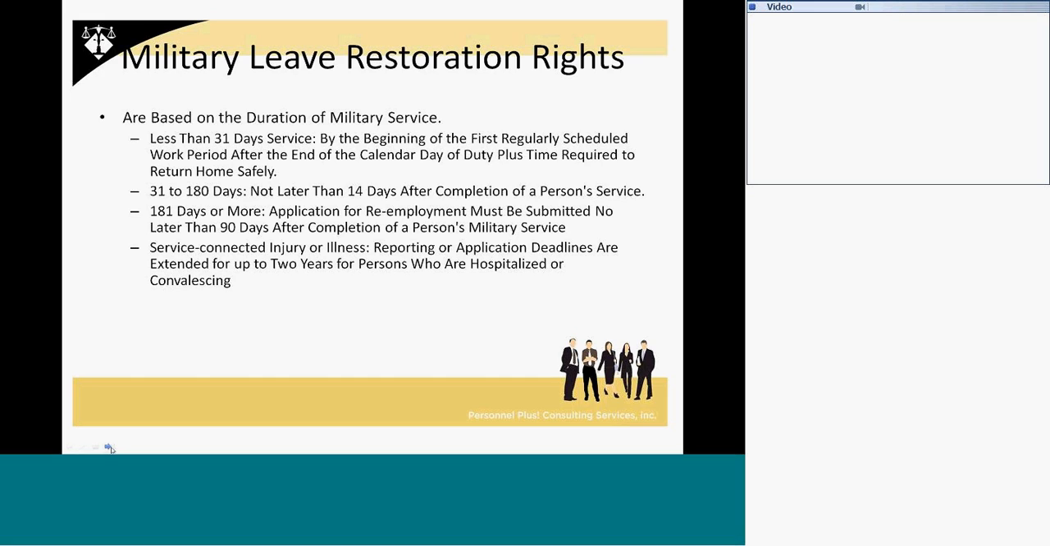People who are absent for longer periods of time have a period of time to reapply for their job, but the employer must reinstate them as soon as they can following notice that the people intend to return. Again, depending on how long they're gone, whether it's 1 to 6 months or 6 months or more, there are different periods of time that they have to reapply for their jobs.